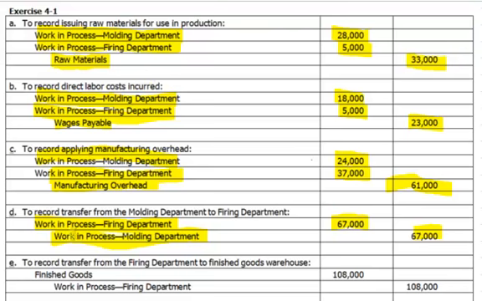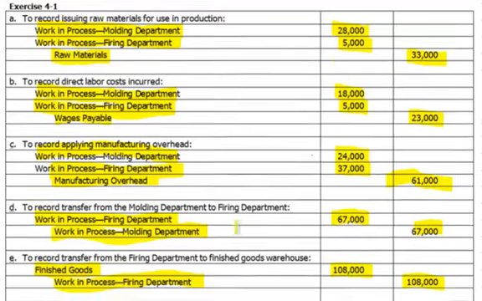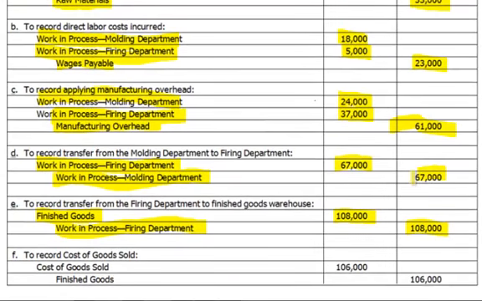When these goods are finished, they will leave the firing department, so we will credit work in process for the firing department for the $108,000, and we will debit finished goods. As they enter our finished goods inventory in the warehouse, we will debit finished goods for the $108,000. When these goods are then sold, we will credit finished goods for $106,000 as they leave our warehouse, and we have incurred a cost of goods sold equal to the $106,000.